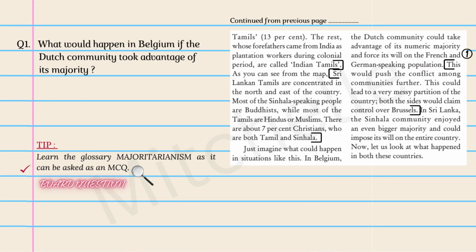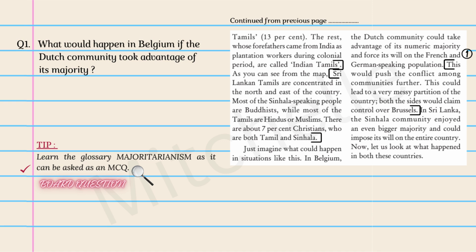Okay, question on this page is, what would happen in Belgium if the Dutch community took advantage of its majority? And the answer is on the right-hand column. This would push the conflict amongst the communities further and could lead to a very messy partition of the country. Both the sides would claim control over Brussels.